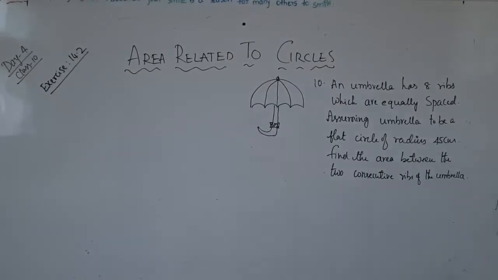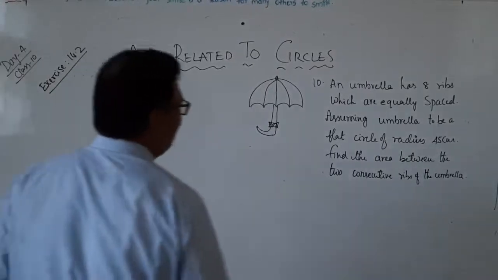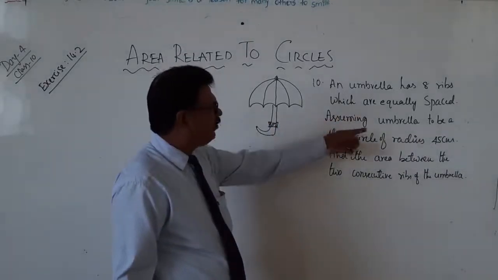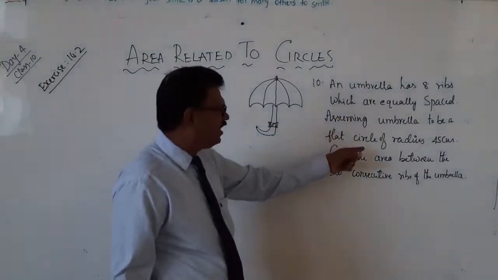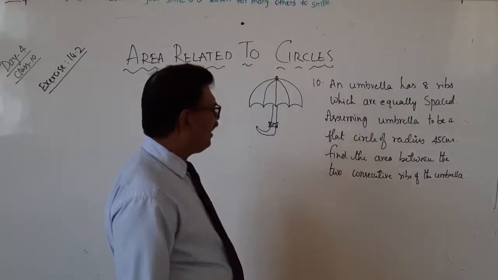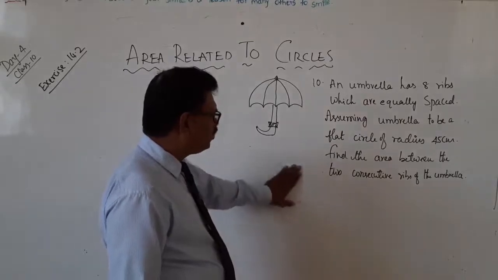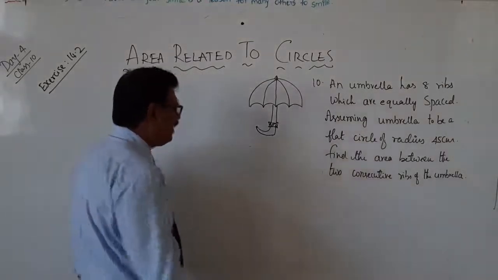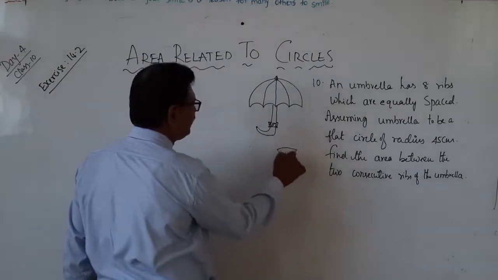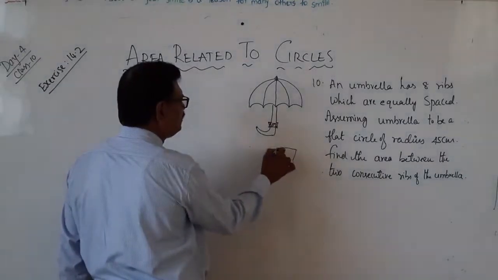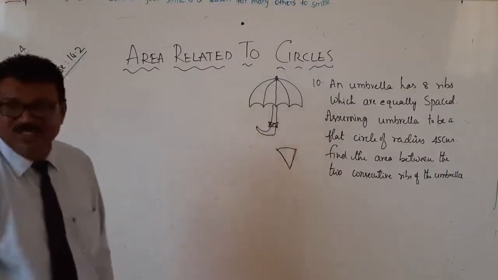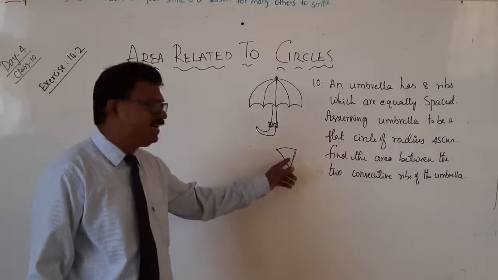Yes, one more problem. An umbrella has 8 ribs which are equally spaced. Assuming the umbrella to be a flat circle of radius 45 centimeters, find the area between the two ribs of the umbrella. It is nothing but like this. We have to find out two ribs: this is one rib and this is the second rib. Means what should we find out? We should find out the area of the sector only.